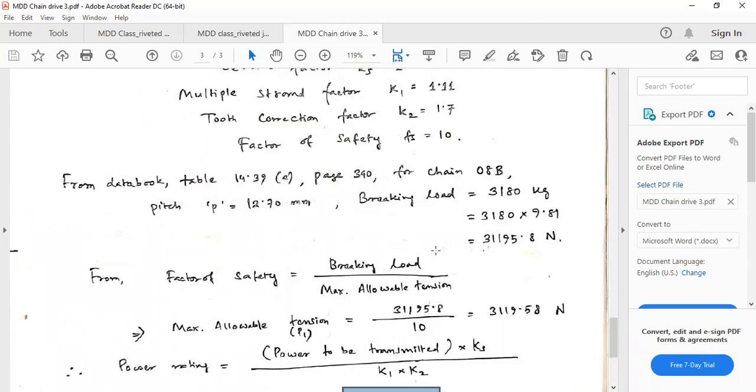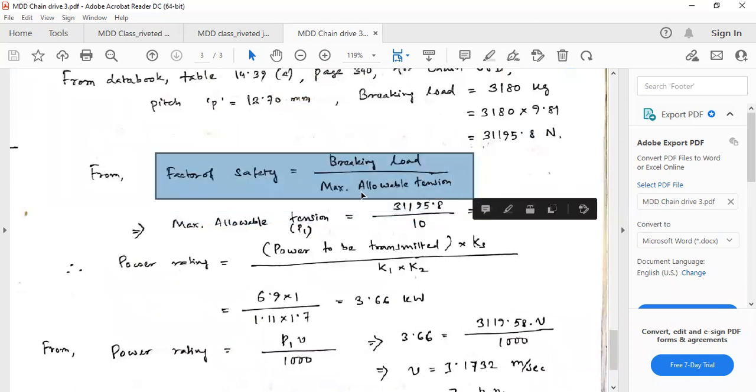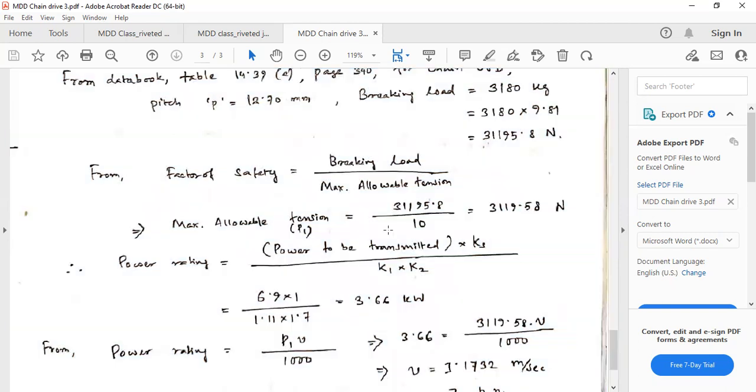Now you can get the pitch value and the breaking load both from the data book. Pitch is 12.7, breaking load is 3180 kg in the data book. You multiply with either 10 or 9.8 to get this in Newton, which is 31194. So now we have the power rating, breaking load, and pitch. Using factor of safety, the relation is factor of safety equals breaking load divided by maximum allowable tension. Factor of safety is given as 10. Breaking load you have got. So we can find out the maximum allowable tension, that is 3119.5.